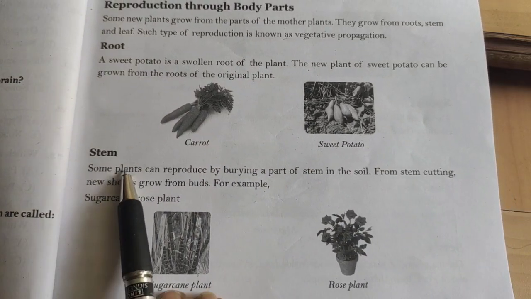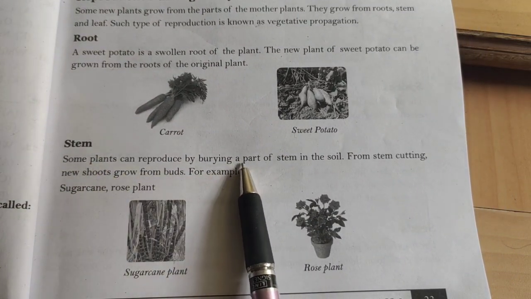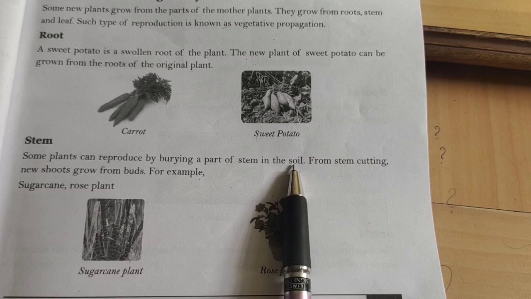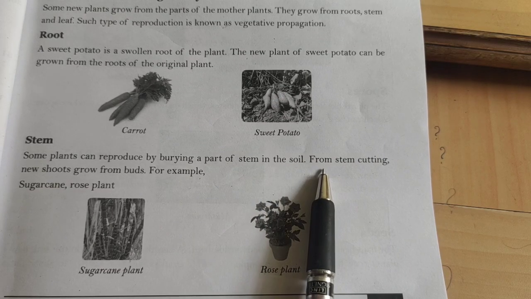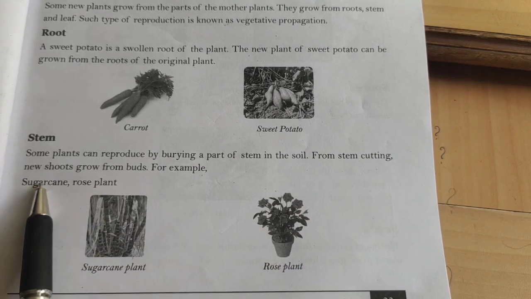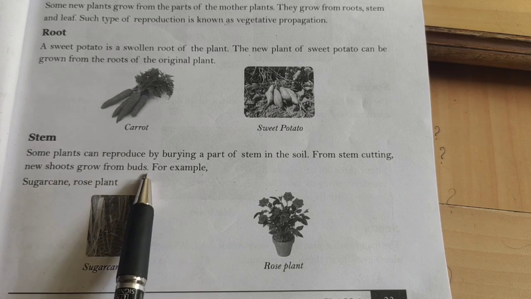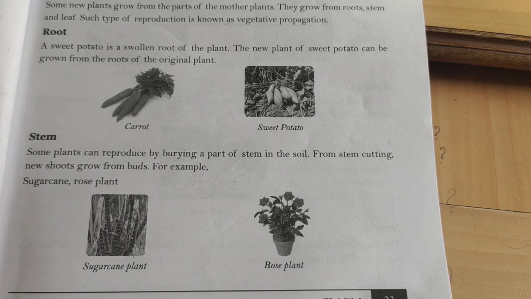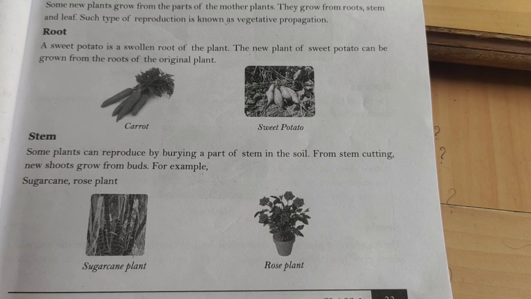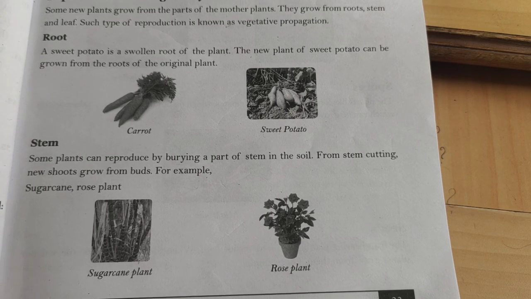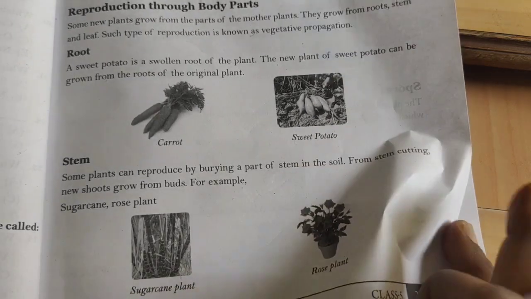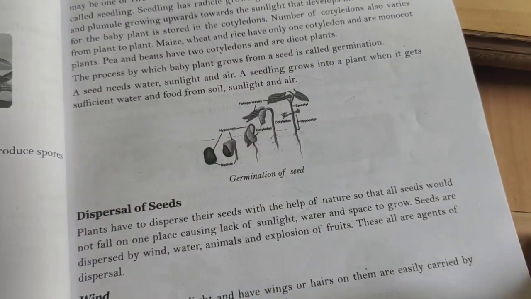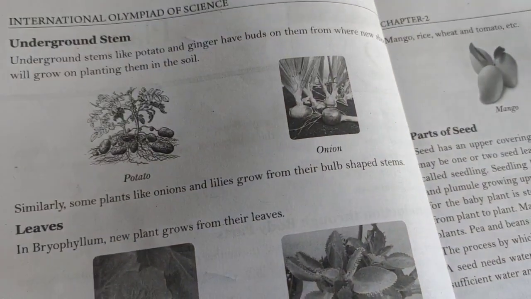Next is stem. Some plants can reproduce by burying a part of the stem in the soil. From stem cutting, new shoots grow from buds, for example, sugarcane and the rose plant. As I told before, cutting the stem of the plant and putting it into the soil can grow a new plant. For example, sugarcane and the rose plant. Like this, hibiscus also is grown.